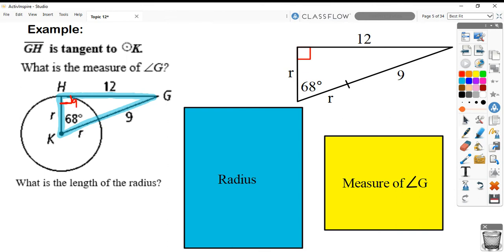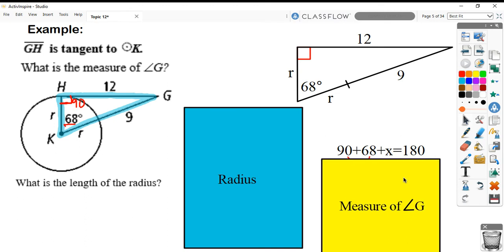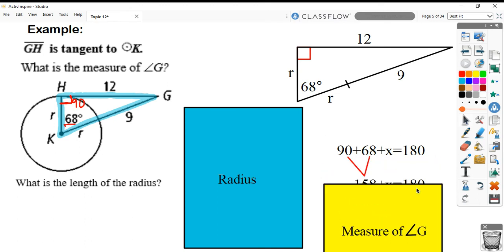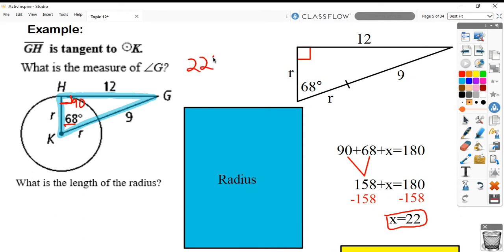Well, we know now that this one is 90. This one down here was already labeled as 68. So all we have to do is know that this missing one, the angle G over there, it's just 90 plus 68 plus that missing angle equals 180 degrees. So if you just subtract 158, that gives us our missing angle right there. Our missing angle, 22 degrees. Okay, you've got several Canvas questions under our day one assignment that are just like that.